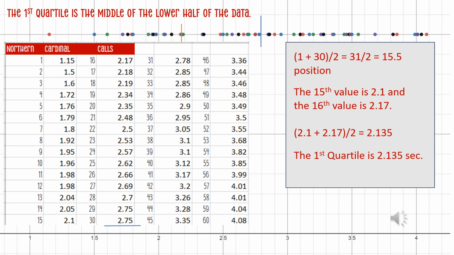The first quartile is the middle of the lower half of the data, and we said it should be at position 15.5. So that means we're going to average the 15th and 16th value to find exactly halfway in between them. The 15th value, if you look at the set of data, is 2.1, and the 16th value is 2.17. If I add those together and divide by 2, I get 2.135. So the value of the first quartile is 2.135 seconds. That is the number that cuts off the lower 1/4 of the data.